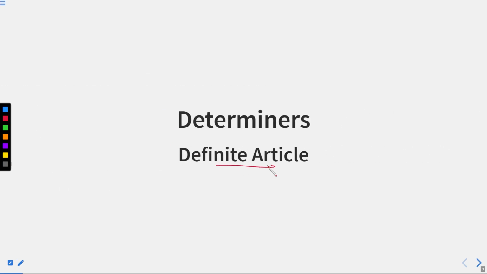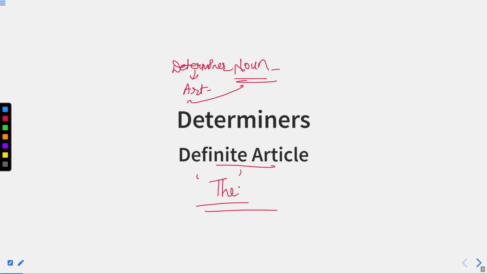First of all, what are definite articles? Now, definite article is only one, that is the. And the is used before every particular thing that is actually particular or specific. Whenever we have a noun, we know very well that a noun is qualified by a determiner. And if we talk about article, that is also the same thing. So article is also qualifying the noun. That means this article is a determiner, or you can say this article is a part of determiner.